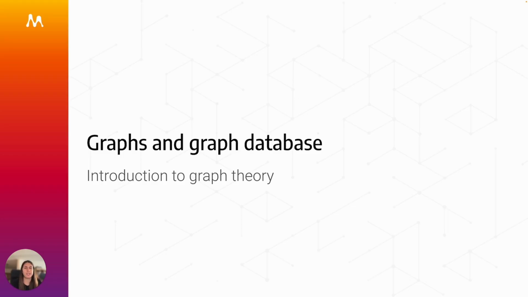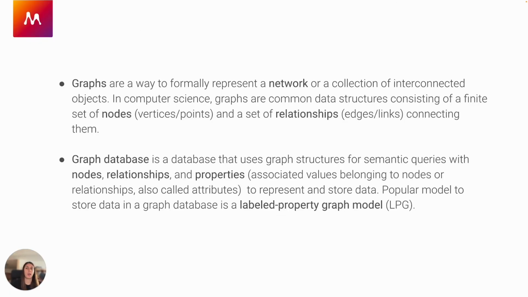Okay, so first I'm going to talk a bit about graphs and graph databases in general. So what are graphs? Graphs are a way to formally represent a network or a collection of interconnected objects. And in computer science, graphs are common data structures consisting of a finite set of nodes, or vertices, or points, and a set of relationships, that is edges or links, that are connecting them.